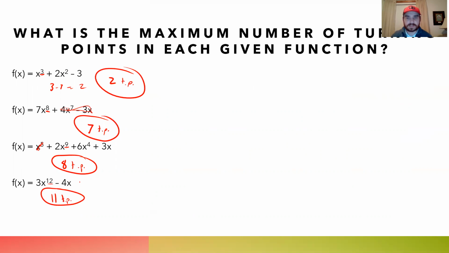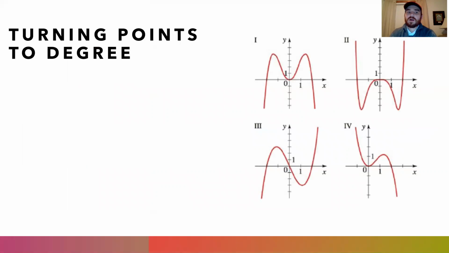Right? If that seems super easy, that's because it is. If it seems super complicated, that means that I've been really unclear. All right, so turning points to degree.